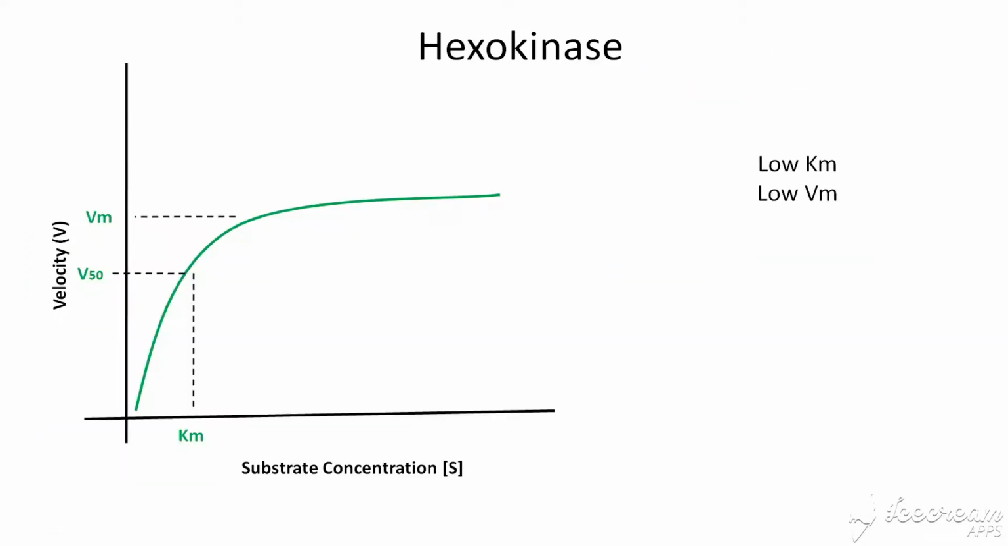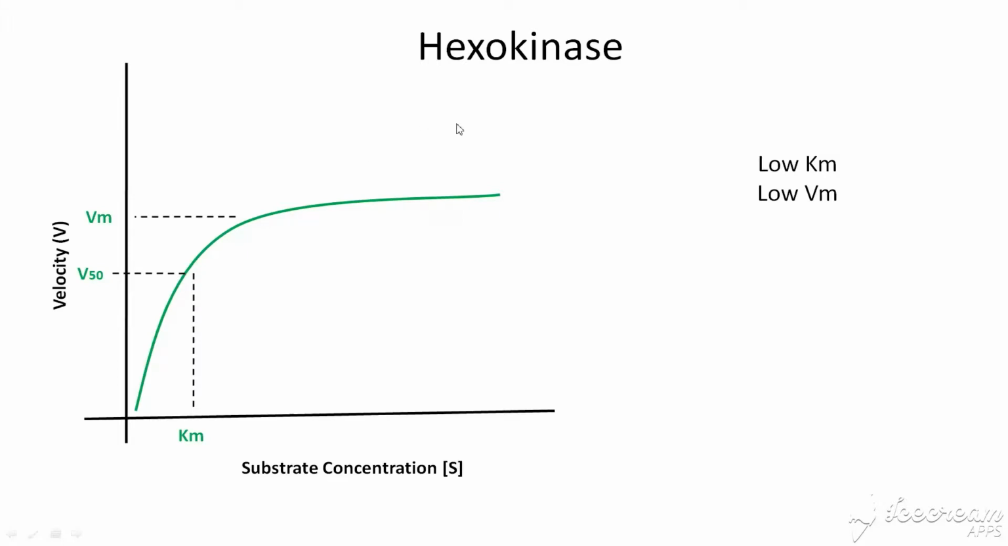So now we're going to discuss the enzyme kinetics of hexokinase and glucokinase, and we're going to begin with hexokinase. So we're going to plot a graph, and we're going to put the substrate concentration S against the velocity. Now the substrate concentration in this case is going to be the concentration of glucose in the blood, and the velocity refers to the maximum rate at which an enzyme can produce a product.